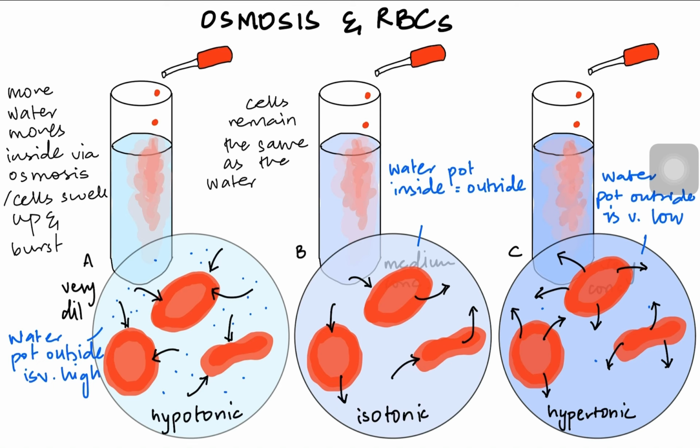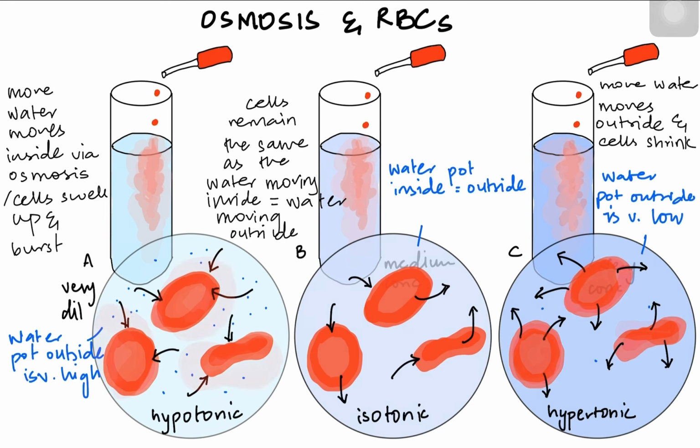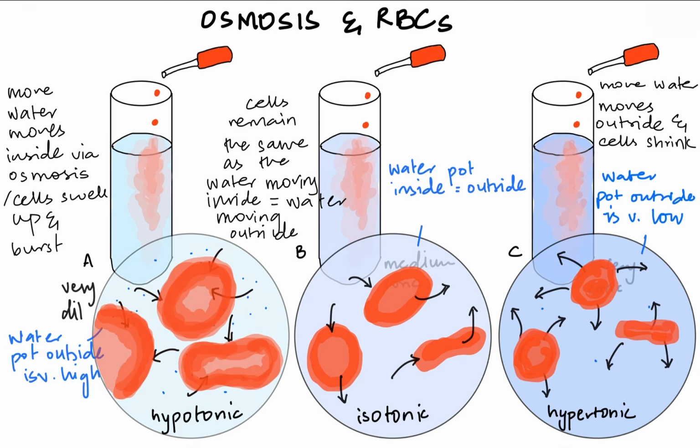As the amount of water, you can say, which is moving inside is equal to the amount of water moving outside. So the rate of water moving inside is cancelled by the rate of water moving outside. What happens in the hypertonic one? In the hypertonic one, more water moves outside the RBCs. And ultimately what happens? Cells shrink down because they lose all the water from the cytoplasm, as you can see here.